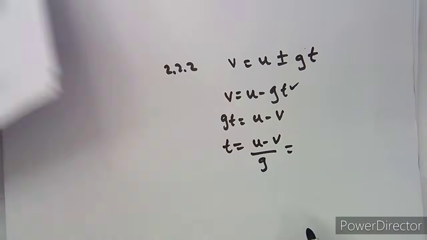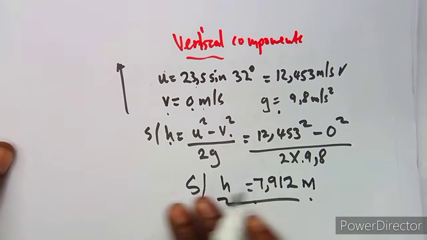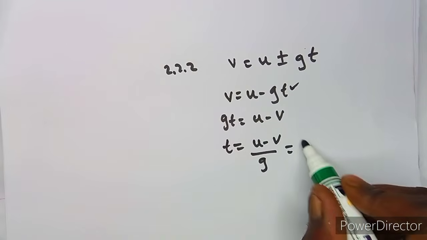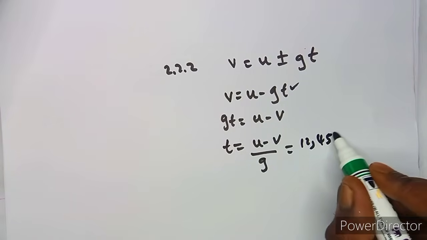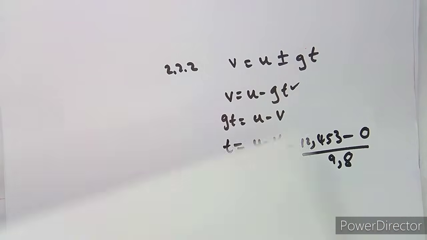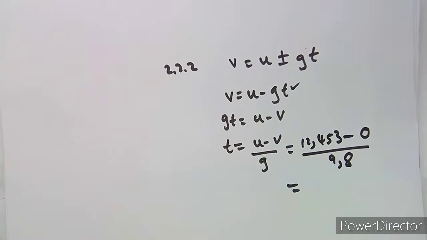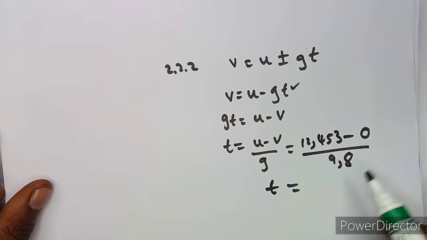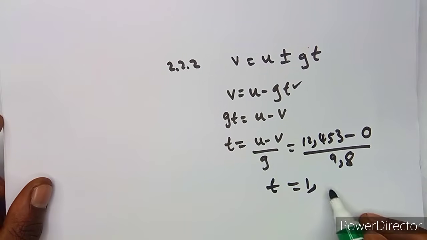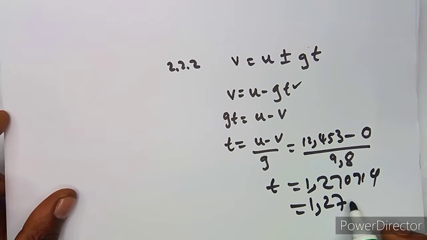What is our u? We are still having the same information. Our u is just going to substitute there, which is 12.453 minus 0 over g, which is 9.8, just like that. Remember, guys, the final velocity, that's a 0. Or you can use a formula which has got h. You're going to obtain the same thing though. So this is our time. Definitely it's going to be in seconds, which is 1.270714, and this is going to be 1.271.